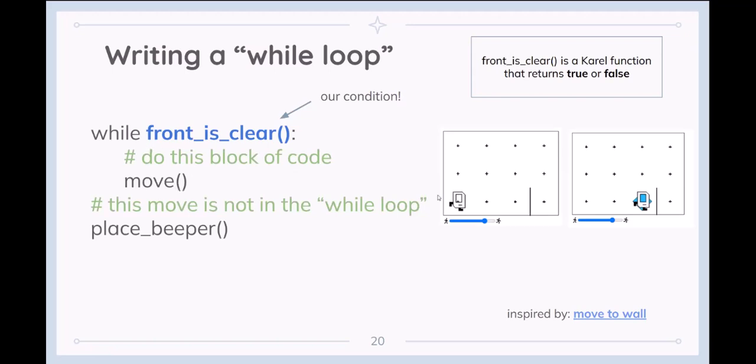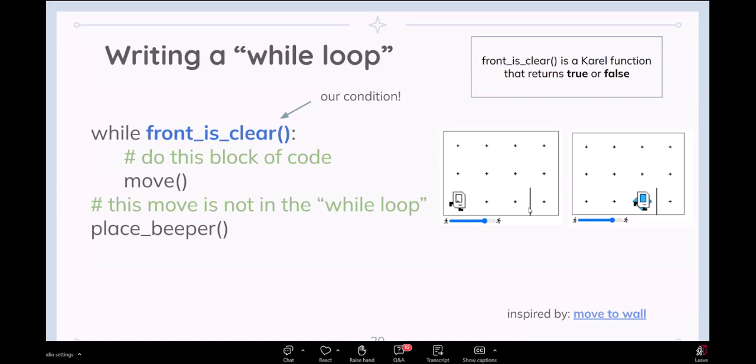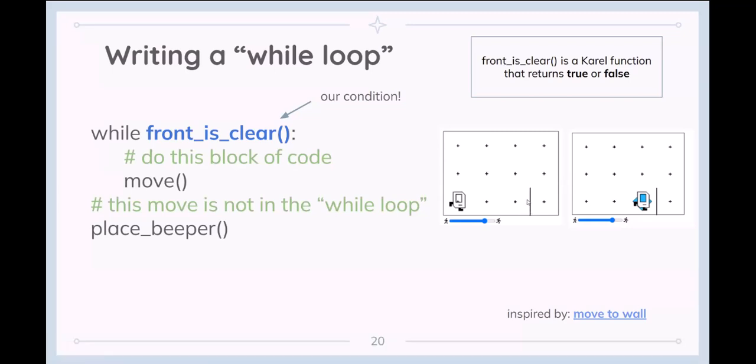So in this case, we're checking is front clear? If so, I'll move over. Is front clear? Yeah, I'll move over. And then I'll hit a wall and eventually it won't be true anymore. So I'll stop moving and then I'll exit out of the while loop and then I'll place a beeper. And that's what's happening in this final picture. And this is inspired by move to wall.